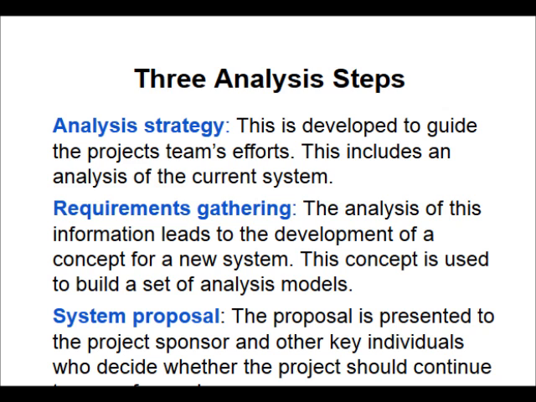In the case of analysis strategy, this is developed to guide the project team's efforts. This includes an analysis of the current system. In requirement gathering, the analysis of this information leads to the development of a concept for a new system. The concept is used to build a set of analysis models. The last step in the analysis is the system proposal. The proposal is presented to the project sponsor and key individuals who decide whether the project should continue to move forward.